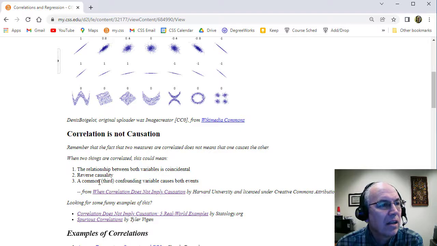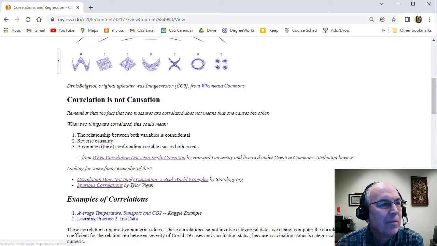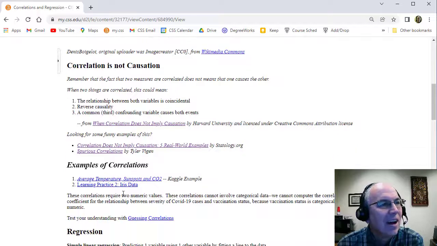So there are some interesting examples here of correlations not implying causation. There's a couple articles here that you can go through and read for more examples of this. There's some kind of fun ones in this, so I suggest glancing at those.